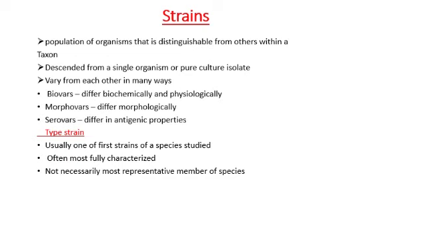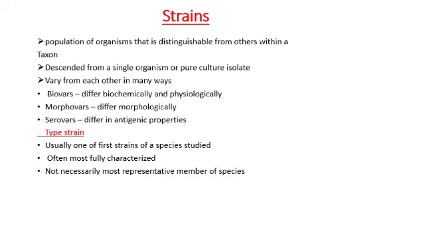Then some may be morphovars. What is morphovars? As the term morpho indicates, they differ morphologically. And the third one is the serovars. That means they may differ in the antigenic properties. So the strain is a single organism, a population of organisms distinguishable from others within a taxon.